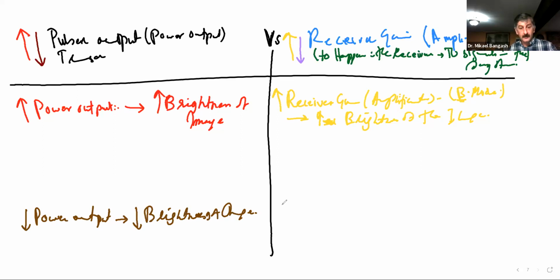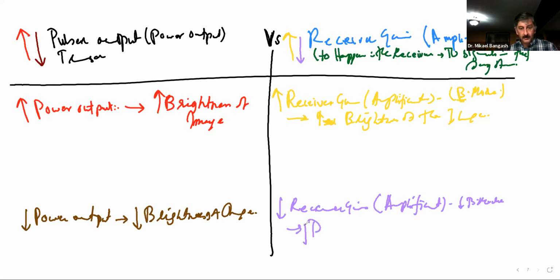Similarly, ladies, if we reduce the receiver gain of an image, whatever reflections come back will be reduced. Or we can say we decrease the B mode. What I said was, when we turn the B mode down, that is going to reduce the amplitude, or the amplification, of the reflections that return back, which generally leads to reduced brightness of the image as well.